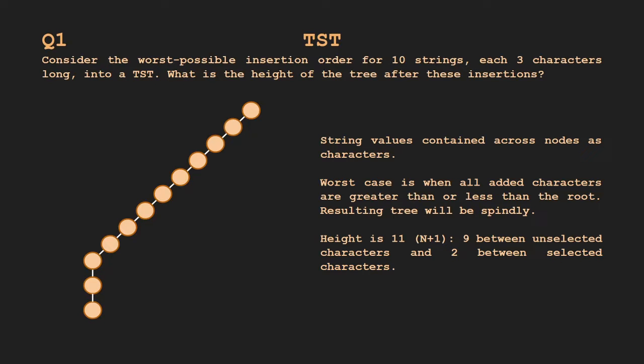Consider the worst possible insertion order for 10 strings, each with 3 characters long, into a ternary search tree. What is the height of the tree after these insertions?